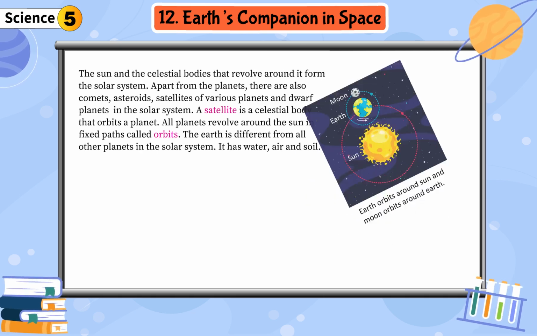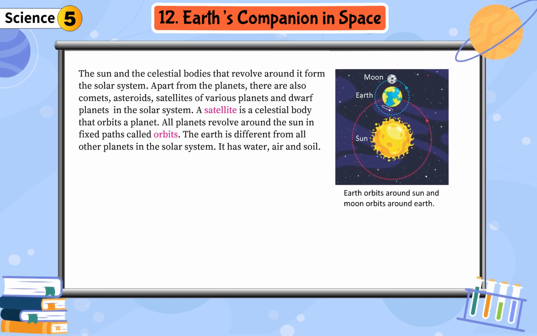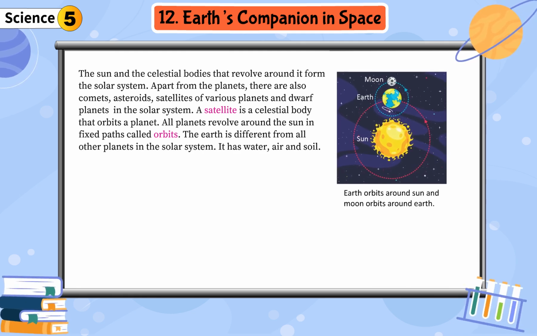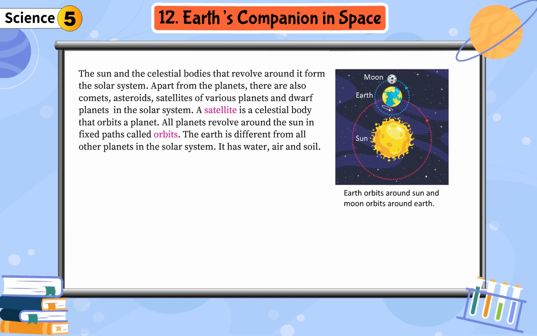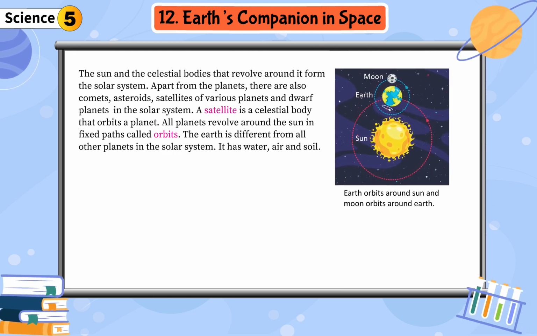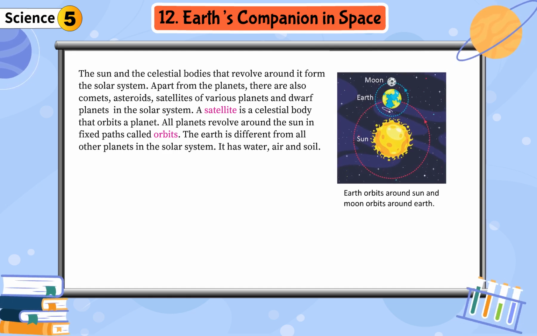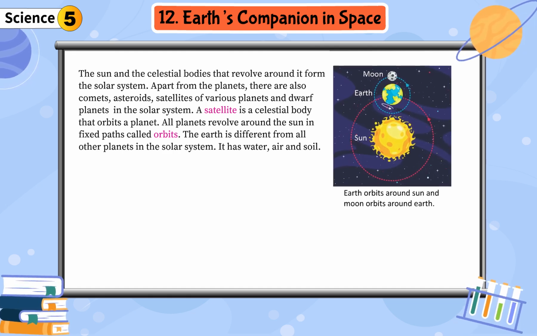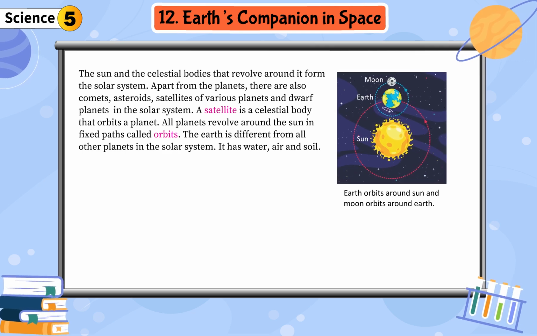The Sun and the celestial bodies that revolve around it form the solar system. Apart from the planets, there are also comets, asteroids, satellites of various planets and dwarf planets in the solar system. A satellite is a celestial body that orbits a planet. All planets revolve around the Sun in fixed paths called orbits. The Earth is different from all other planets in the solar system. It has water, air and soil.